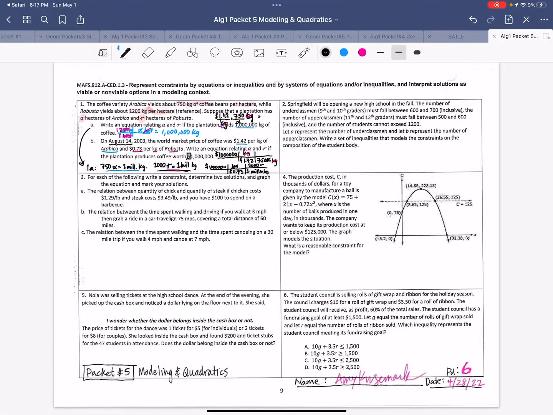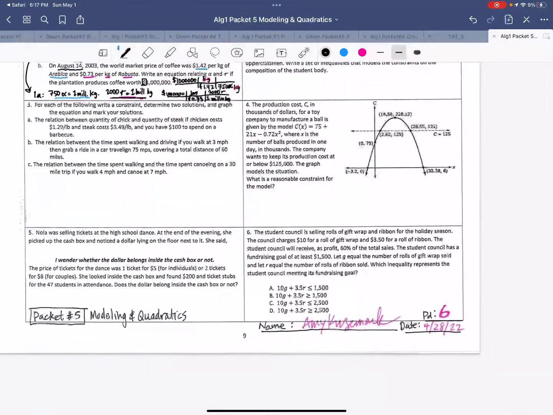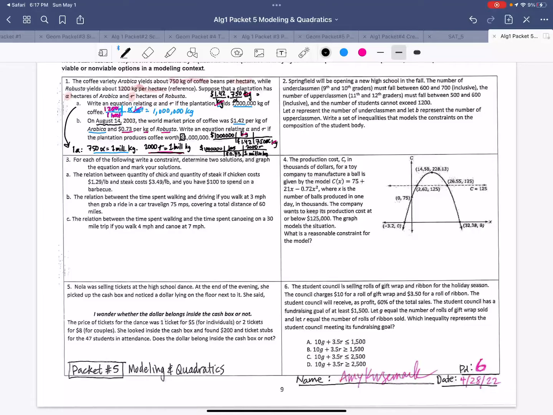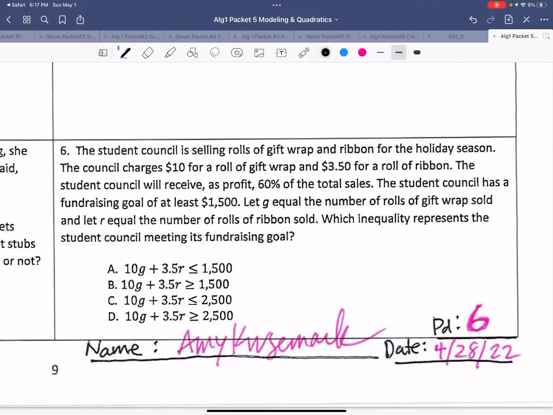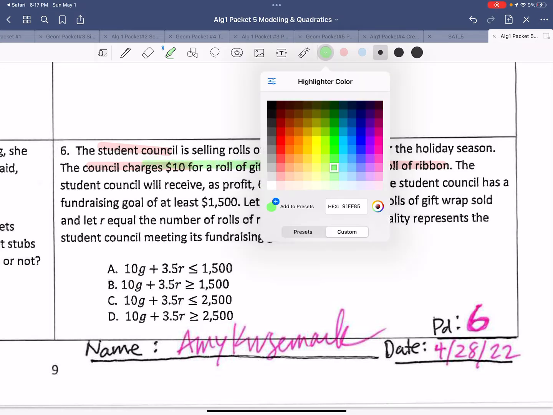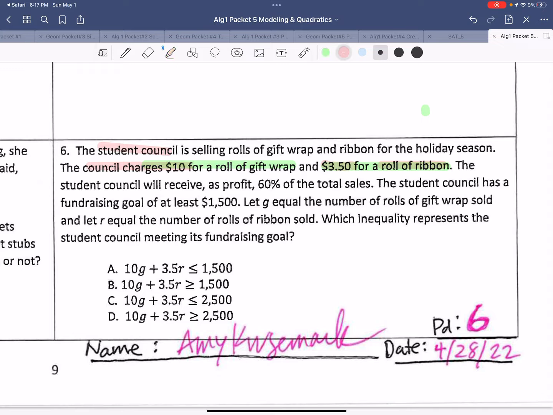Okay, so this is looking pretty good. Now let's try out what would be a question that would look like a multiple choice. We kind of answered an open-ended question, but it'd probably be more likely that they ask a multiple choice. So let's read on. It says a student council is selling rolls of gift wrap and ribbon for the holiday season. The council charges $10 a roll for gift wrap and $3.50 for a roll of ribbon.